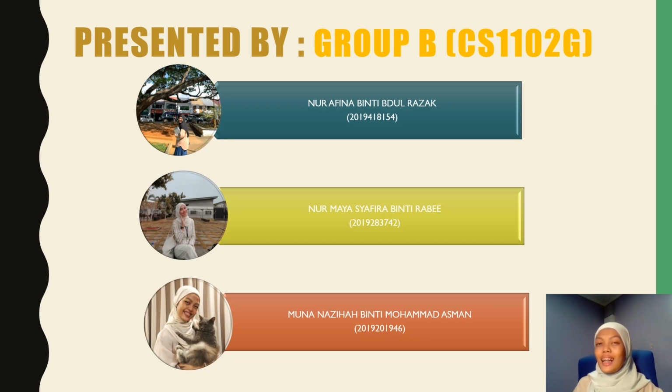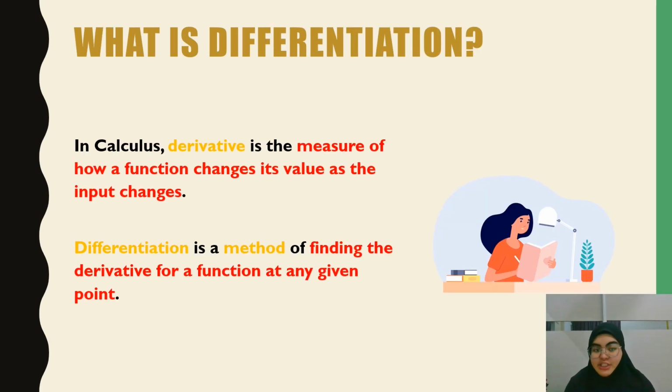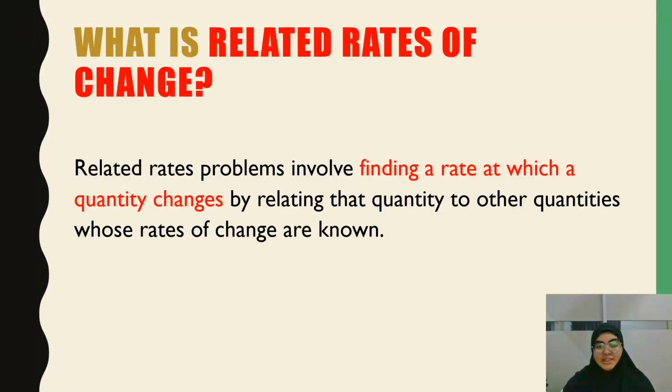So let's get right back to where we dropped off, shall we? What is differentiation? In calculus, derivative is the measure of how a function changes its value as the input changes. In other words, you can understand differentiation as a method of finding the derivative for a function at any given point. What is related rates of change?